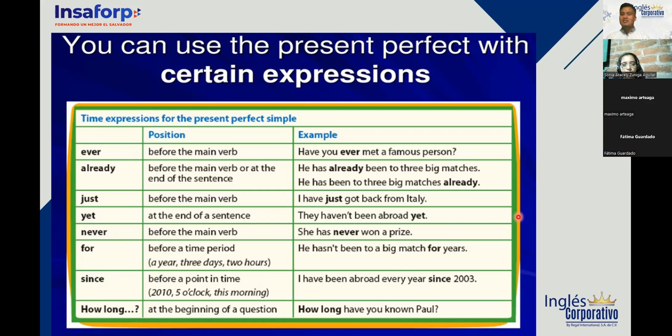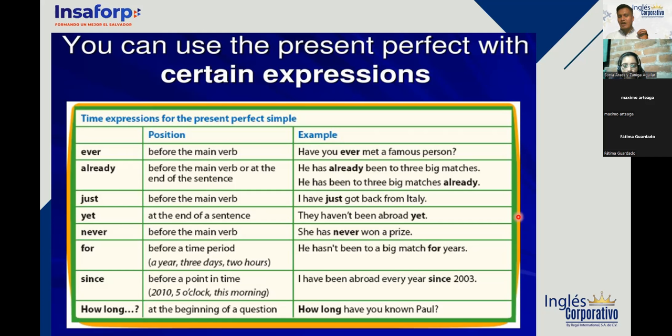For. Let me see. Máximo. Why for? Can you give me your answer? Give me your possible answer to that question. I have known Paul for 5 years. For 5 years.